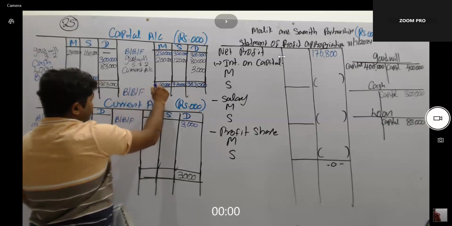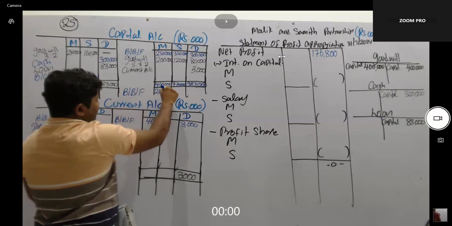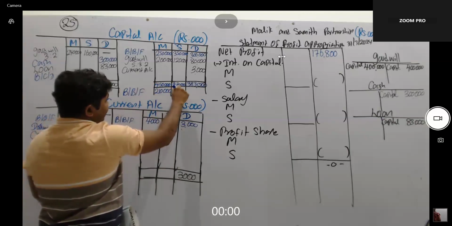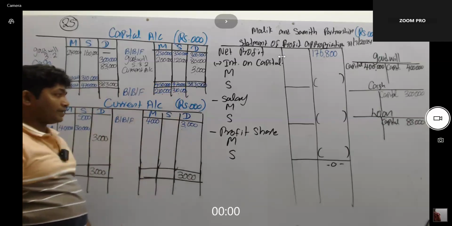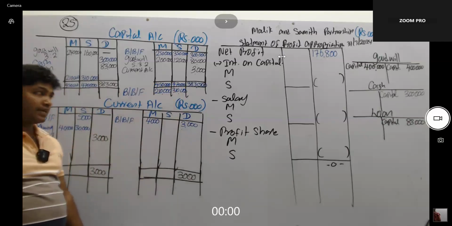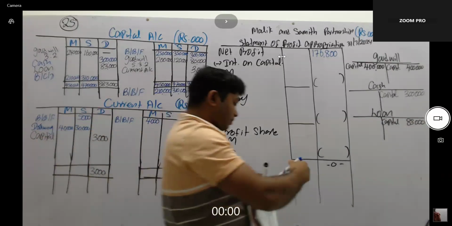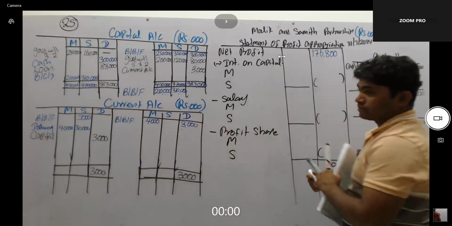Now, balances are available only for two partners. The retired partner's balance is no longer there. Right, this is the way you have to adjust the equity of the retired partner, if a partner leaves the business.